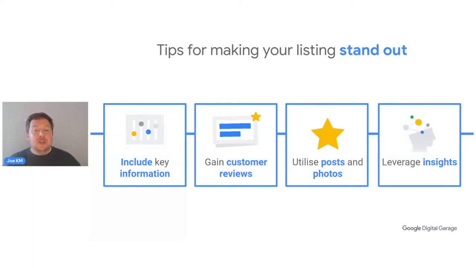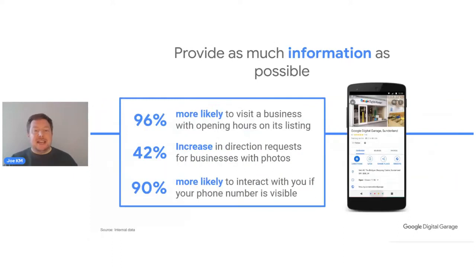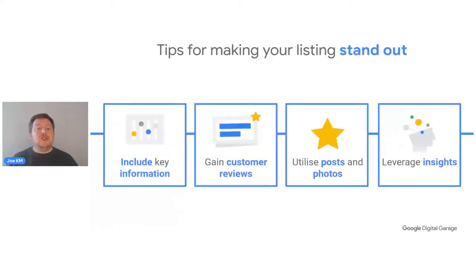Then we're going to have a look at some reviews. So how can we get reviews to help us stand out? Utilizing posts and photos, leveraging these insights. So when we're talking about reviews, think of different ways you can do this. One way you have to consider is what I like to say is taking the horse to water.